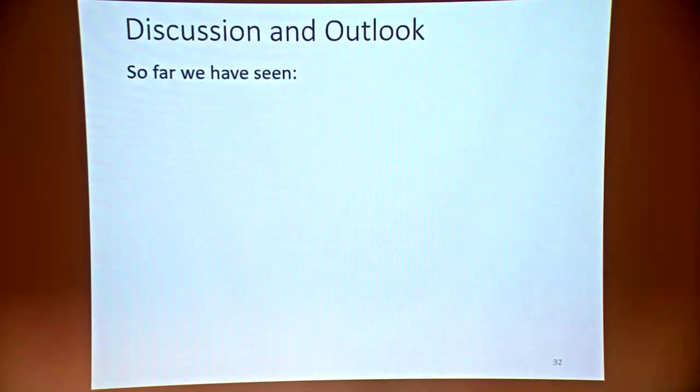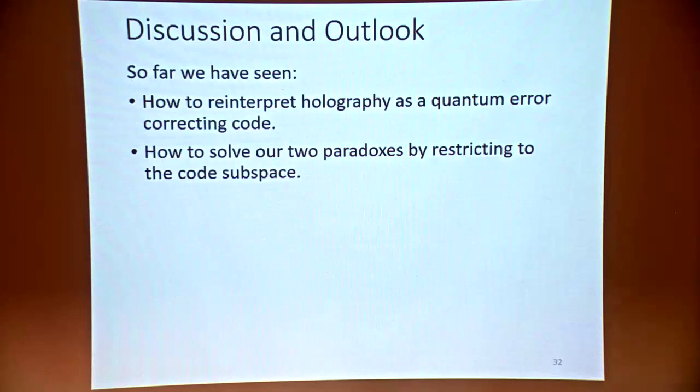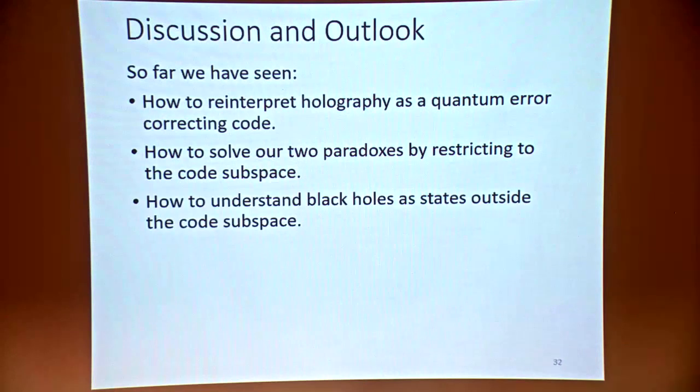So far we've seen a few things, and let's pause and remember that. First, we have seen how to interpret AdS/CFT or holography in general as a quantum error correcting code. In particular, we have used this reinterpretation to solve our two paradoxes by restricting to the code subspace. Once we restrict various statements to the code subspace, we no longer get a contradiction. Furthermore, we have gained some understanding about the quantum nature of black holes by rephrasing them as states outside this code subspace.